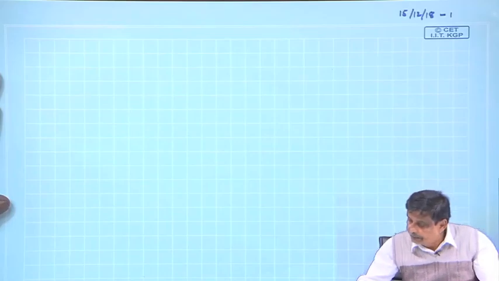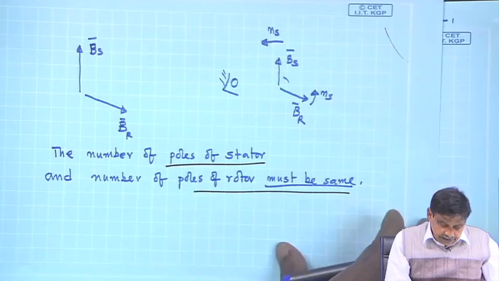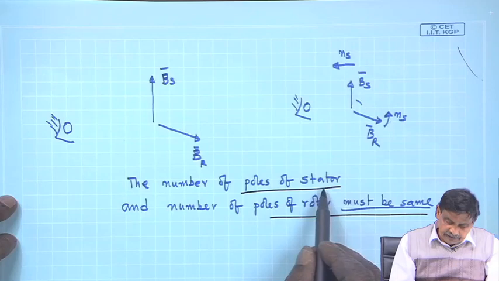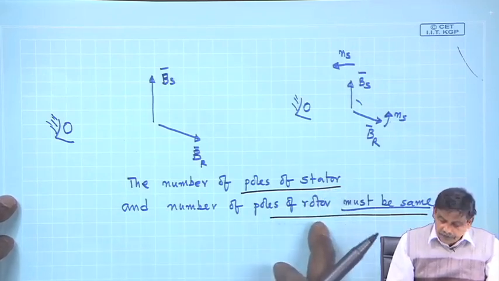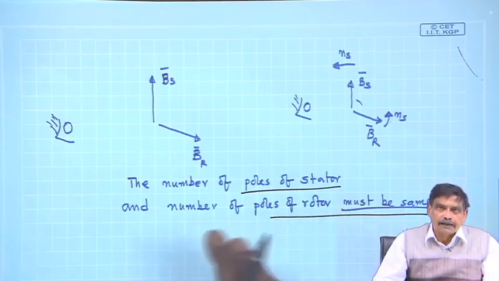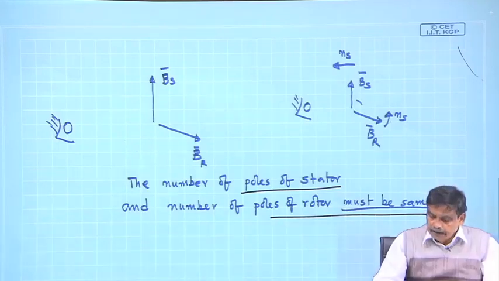The second condition concerns the number of poles. I wrote it here: the number of poles produced by stator coil currents and the number of poles produced by rotor coil currents must match. The number of poles will always be even, and I also showed you last time that 2 poles we know how to produce.